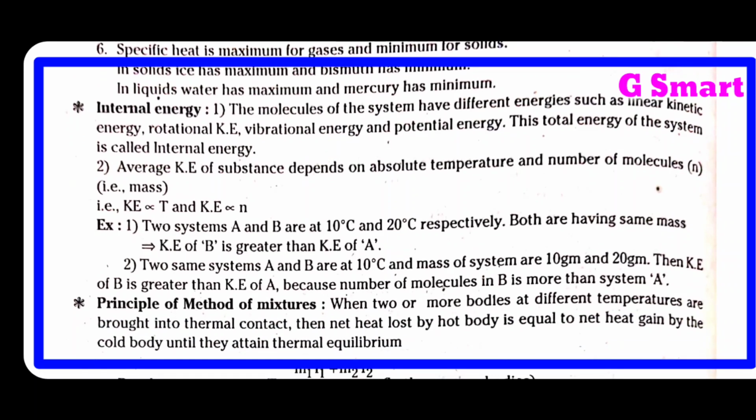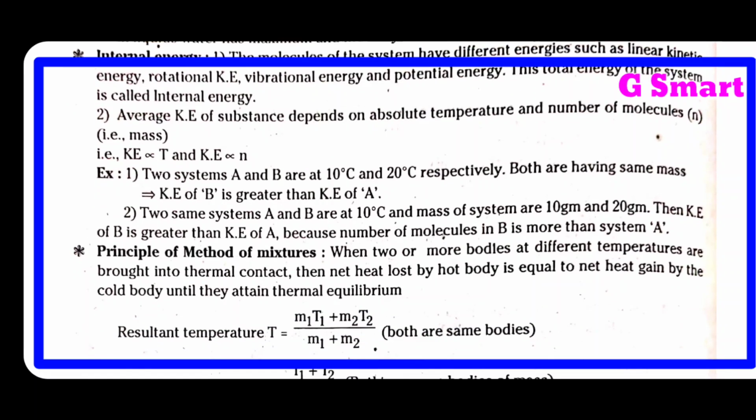Average kinetic energy of the substance depends on absolute temperature and number of molecules. Absolute temperature means the temperature which is measured in Kelvin scale. The kinetic energy of a substance depends upon the absolute temperature as well as the number of molecules. If temperature increases, kinetic energy increases. If number of molecules increases, kinetic energy increases.